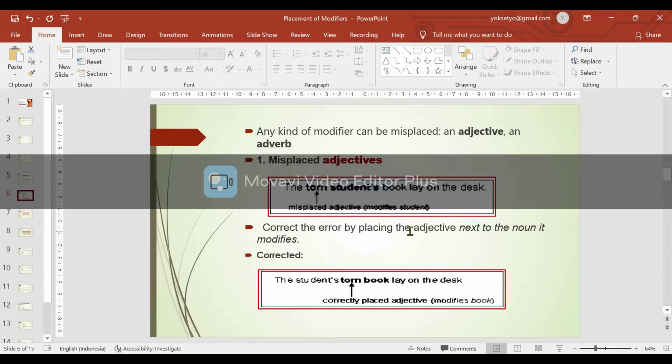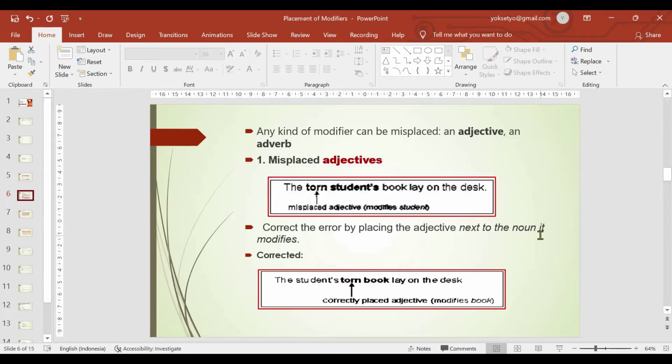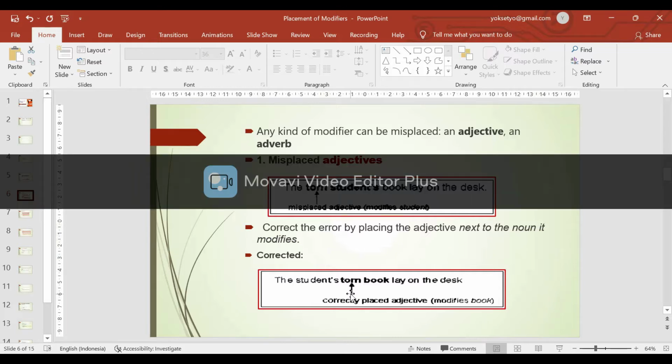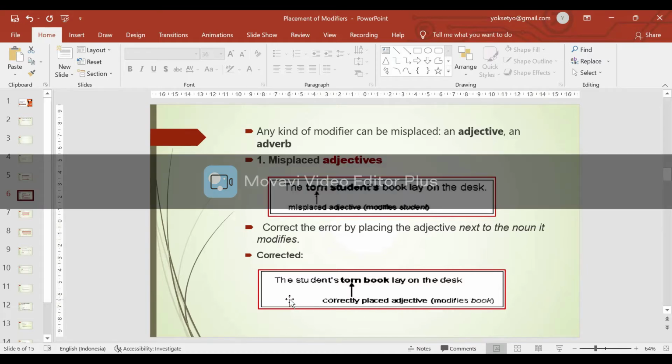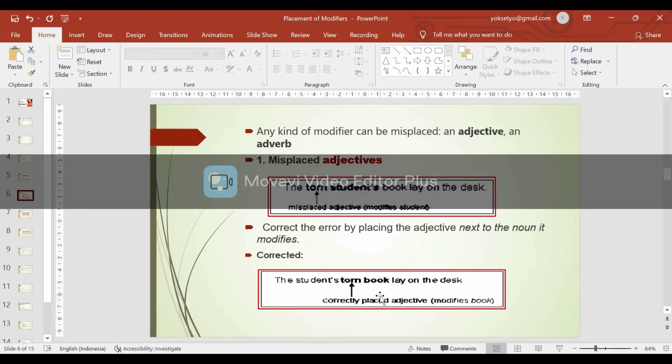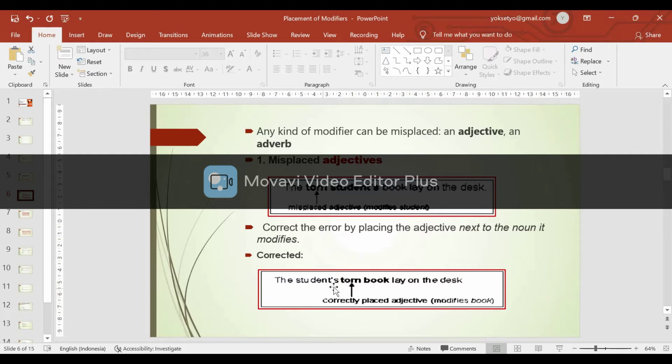Correct the error by placing the adjective next to the noun it modifies. That is the suggestion. Please correct the error by placing the adjective next to the noun it modifies. So the correction will be: the student's torn book lay on the desk. In this case, the adjective torn modifies the book. Okay, so that is the examples of misplaced adjective.